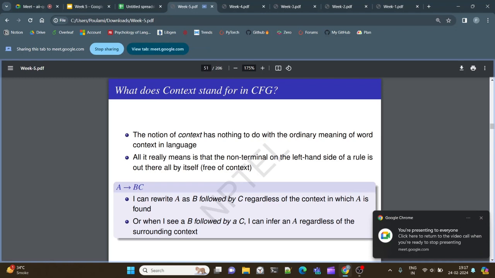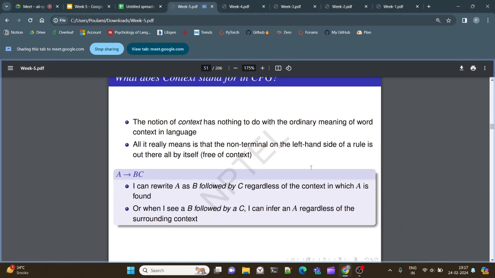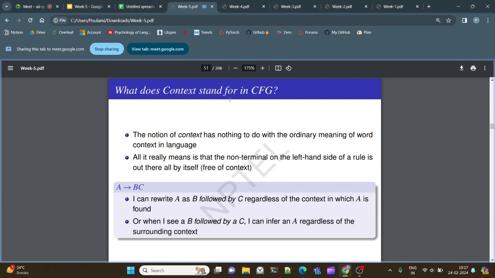Okay, I'm now sharing the slides. I hope this is visible. Here we are exactly addressing the question that you asked: what does context stand for in context-free grammar? Whenever I have the non-terminal on the left-hand side of a rule, free of the context of where it appears, I could apply it. For example, here we have A to BC. I can expand A to be equivalent to B and C regardless of whatever context it appears in. There could be an X before A, or there could be a C after A. That doesn't matter. Wherever I have A, I can simply expand it and replace it by BC. So it is not dependent on whatever is present before or after it.